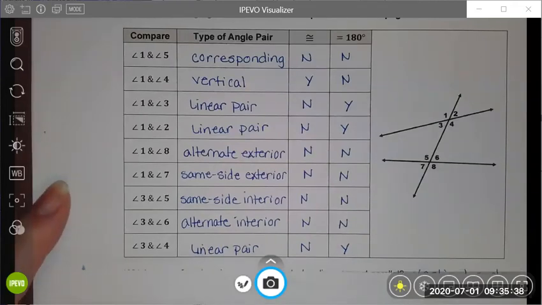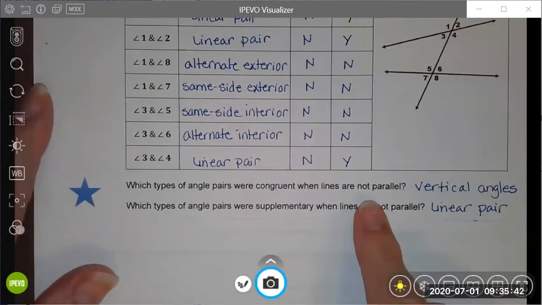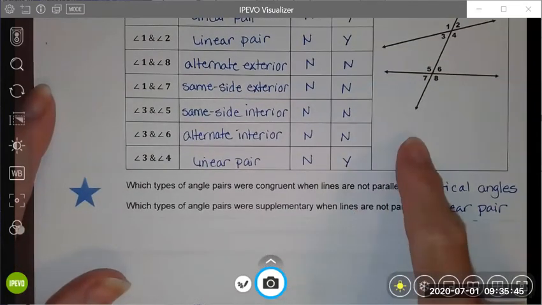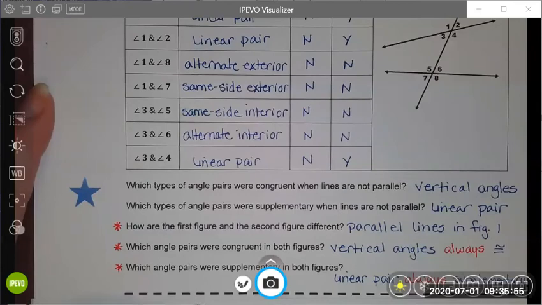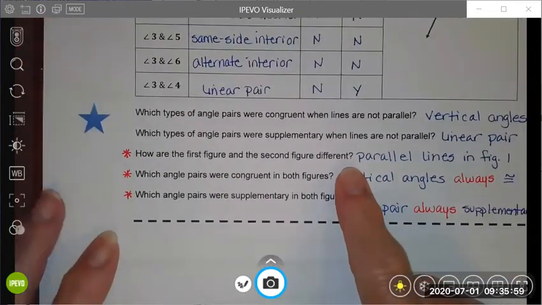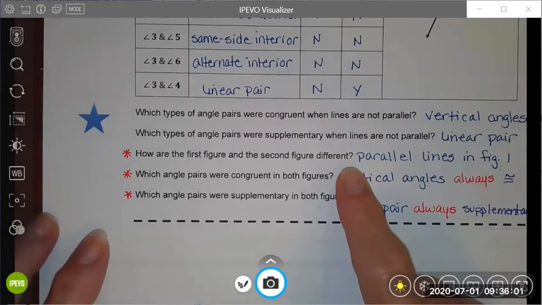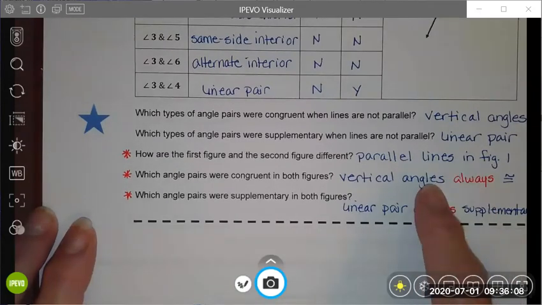In fact, I think you could go so far as to say the only angle pairs that are congruent in this diagram are the vertical angles, and the only angle pairs that are supplementary in this diagram are the linear pairs. From that, I think we can conclude that because here in the first table, the parallel lines, we had some additional angle relationships.